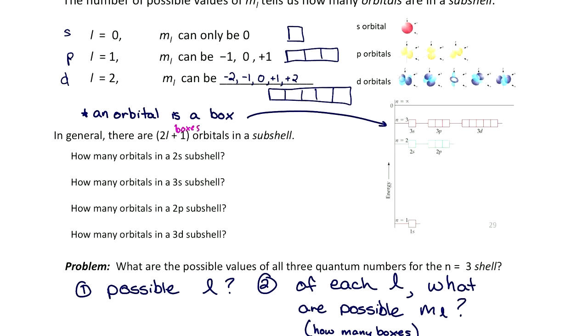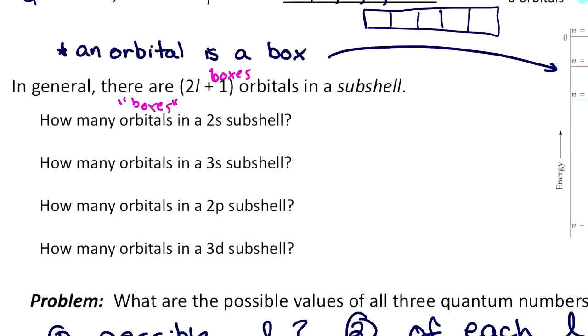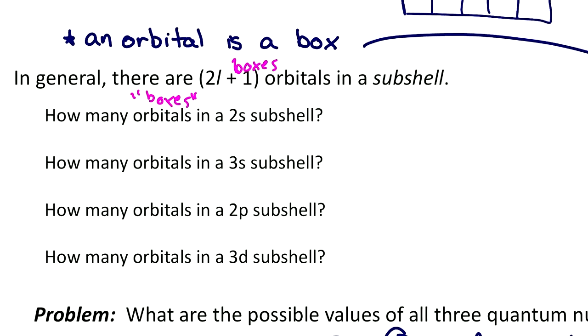All right, so how many orbitals, or essentially what I'm asking is how many boxes are you going to find in a 2s subshell? 1. And so what's the important number here? It's the s. The s is important. s implies L equals 0. And that tells you the possible ML, the possible orientations.